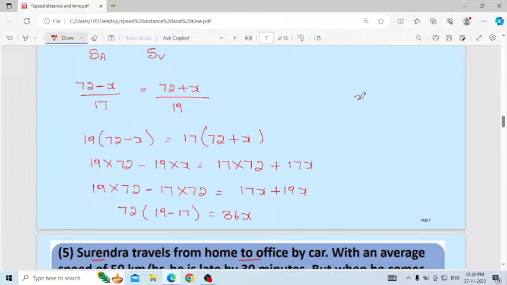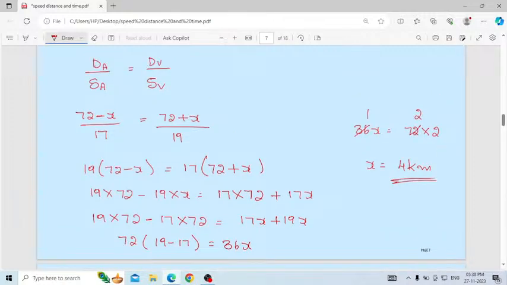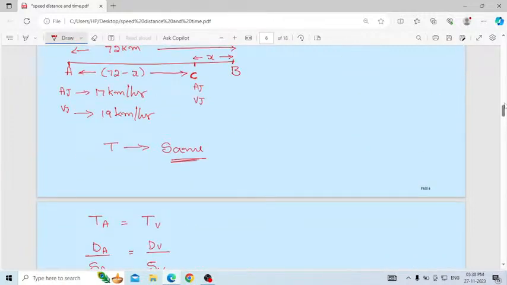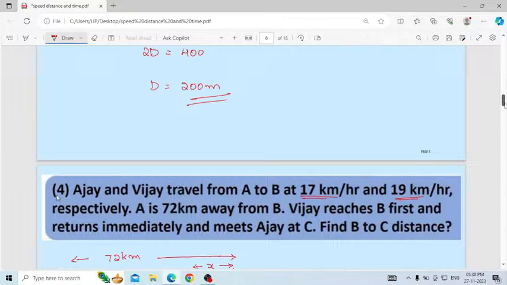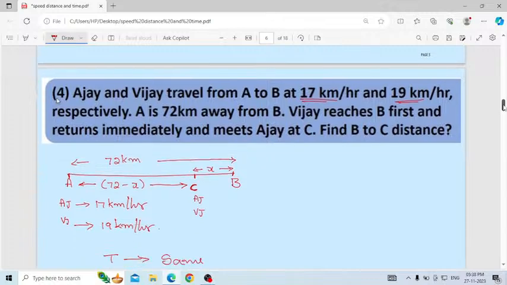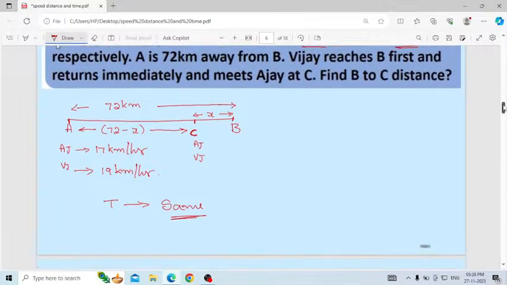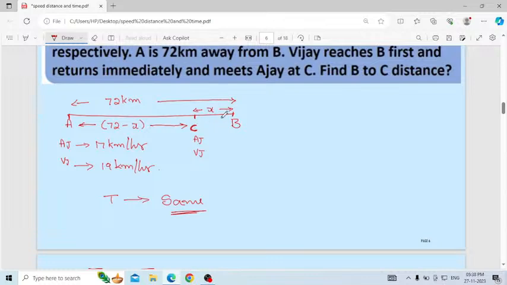Then 36x equals 72 into 19 minus 17, which is 2. Then x equals 72 times 2 divided by 36, which is 4 kilometer. What is the distance between B and C? The distance from point B to C, this one x, is 4 kilometer.